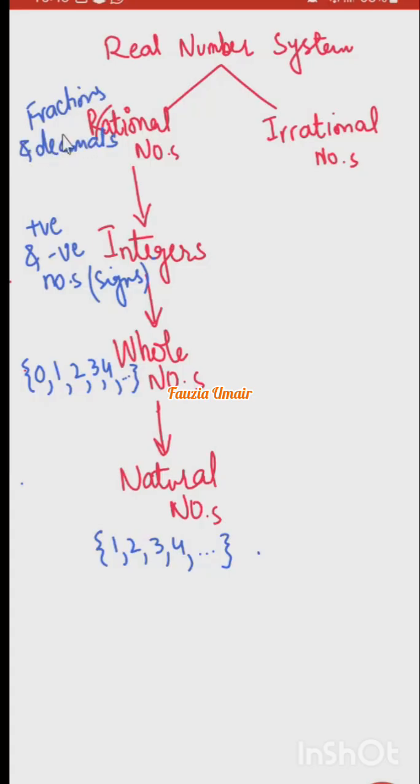So then what will come here? अगर हम सारे नंबर्स को यहाँ डाल देंगे तो फिर इरेशनल नंबर्स कौन है? ये कौन से नंबर्स हैं?